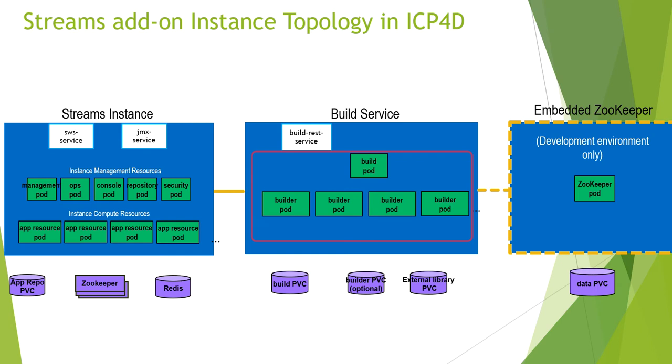It allocates and manages the pool of builder pods that will perform the compilations. This also hosts the build service REST API. The builder pods perform the actual compilation and generate the build artifacts. A builder resource lives for the life of a single build and then is disposed of and replaced as necessary. The number of builder resources is configurable.